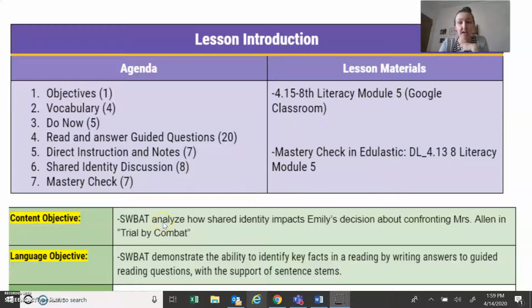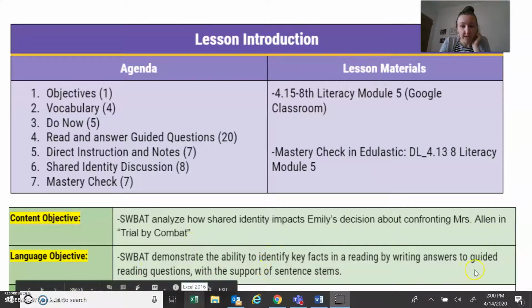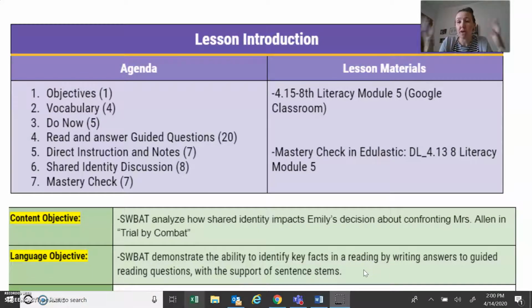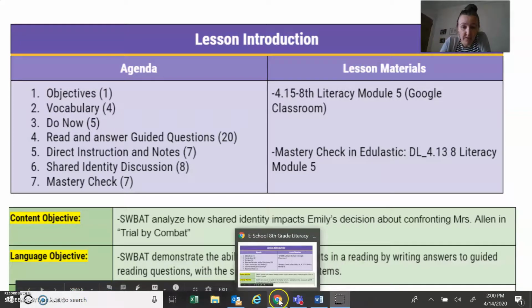So our 2 objectives for today: students will be able to analyze how shared identity impacts Emily's decision about confronting Mrs. Allen in trial by combat. And students will be able to demonstrate the ability to identify key facts in a reading by writing answers to guided reading questions with the supportive sentence stems. So today's all about shared identity. What does it do when people have something in common? How does that impact their relationship and impact the confrontation that they might or might not have? And I'm really excited for y'all to finish this story.